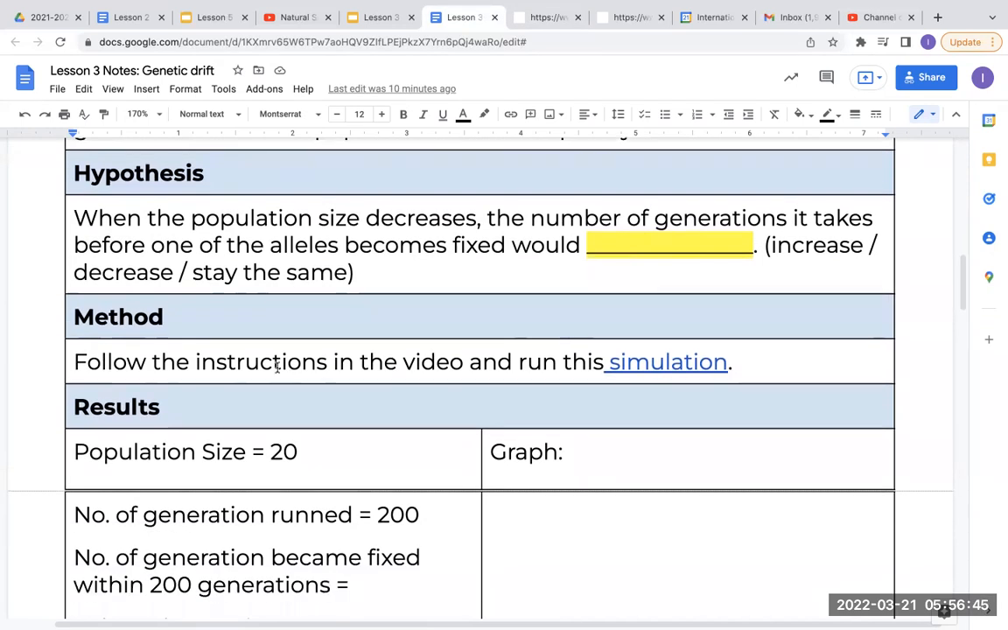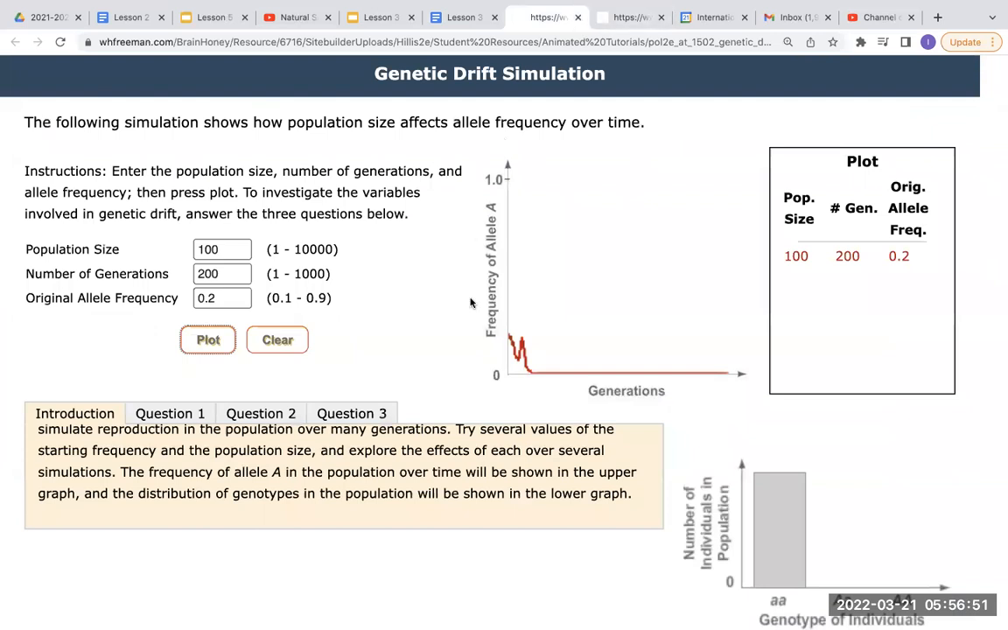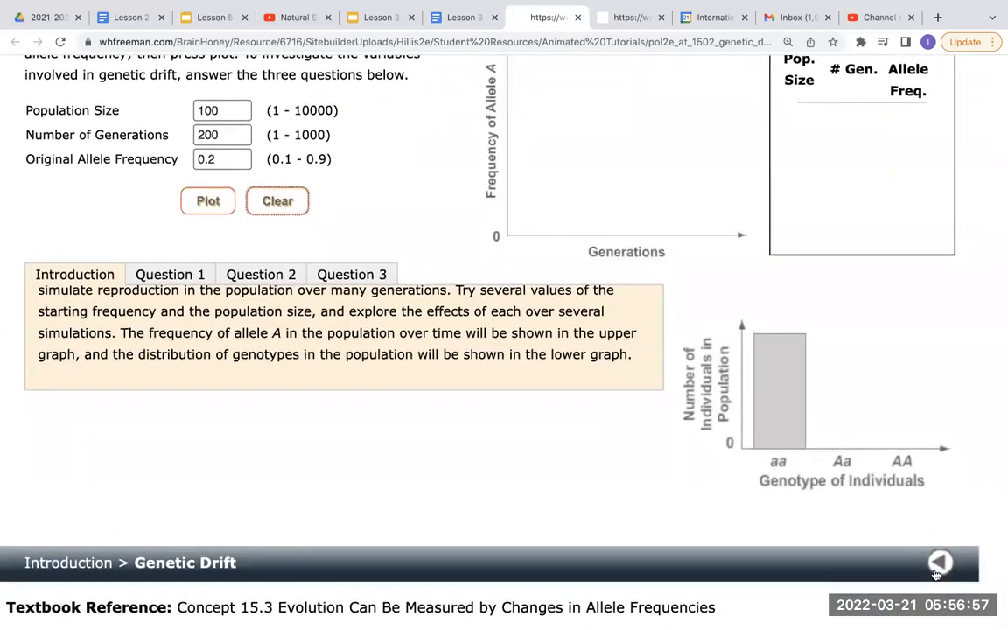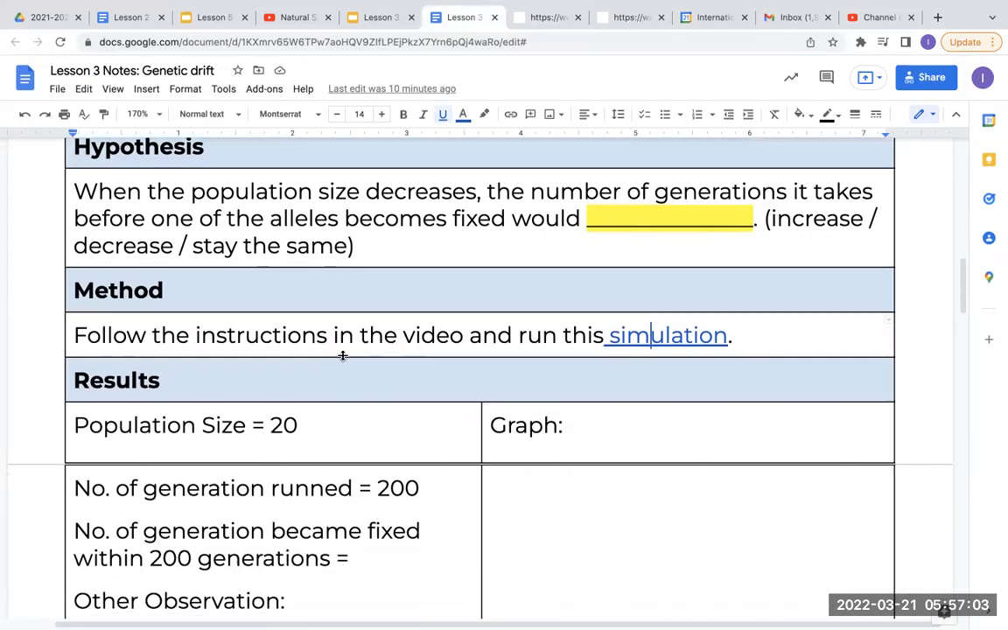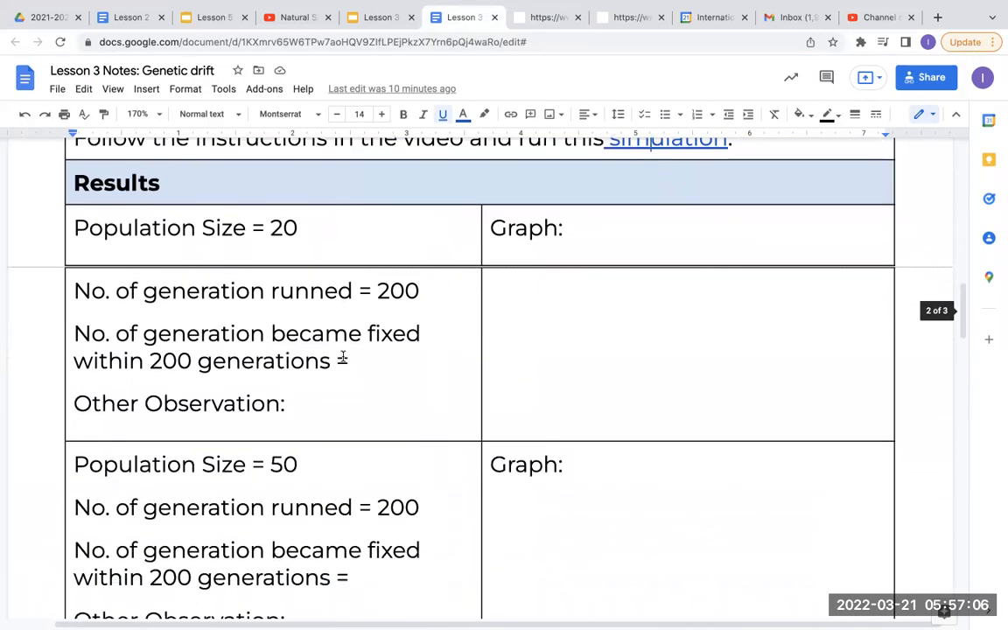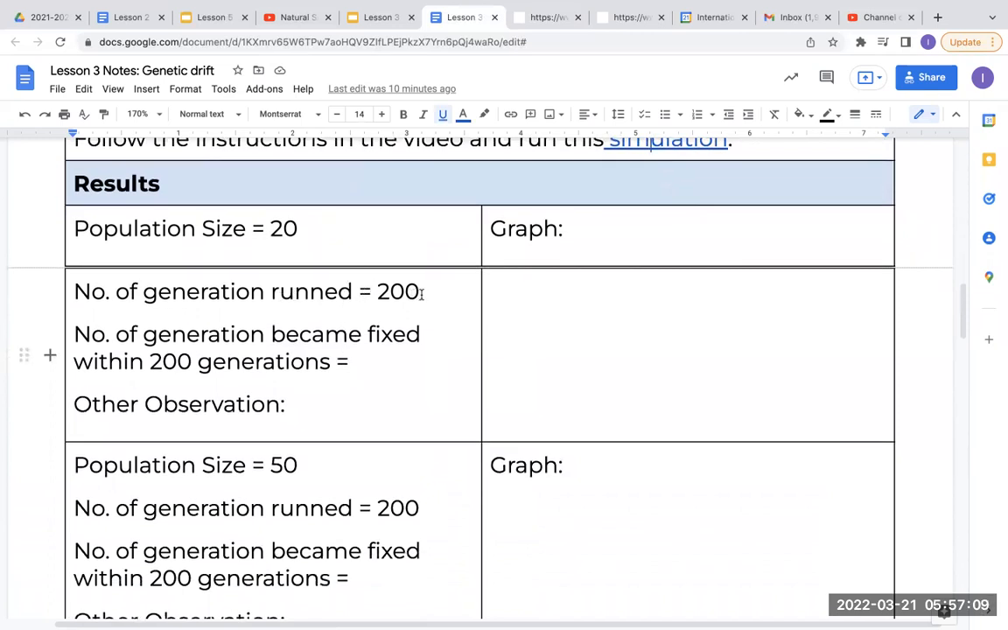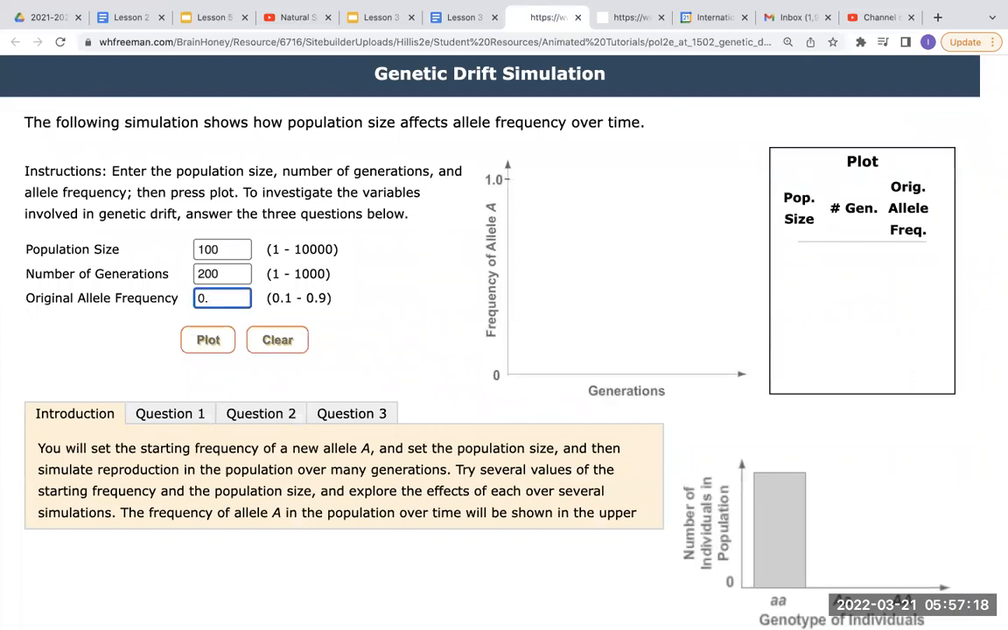Next thing is I want you to follow my instructions and run the simulation. So you'll click on the link, which is going to take you to exactly the same simulation. Remember, go to the bottom and click next so you can get to this page that I'm showing right now. Okay, so we are going to keep the number of generations run the same. The population will also keep the allele frequency the same. We'll keep it at 0.5. All right, so keep the 200 and keep the 0.5 the same, but we're going to change the population size every single time we run it.